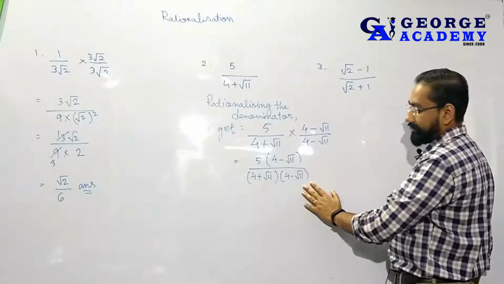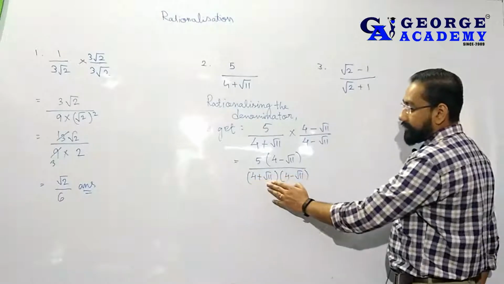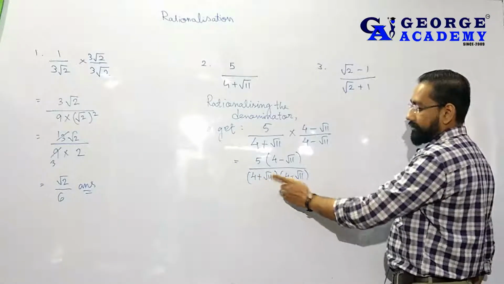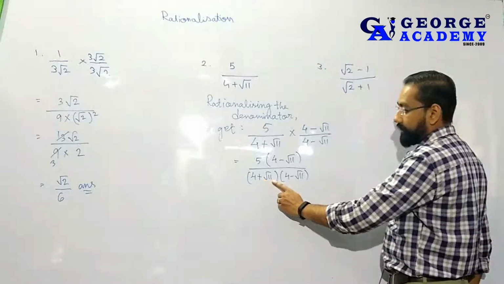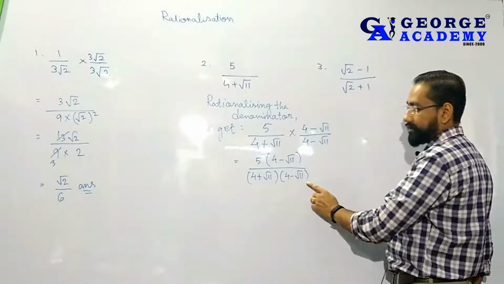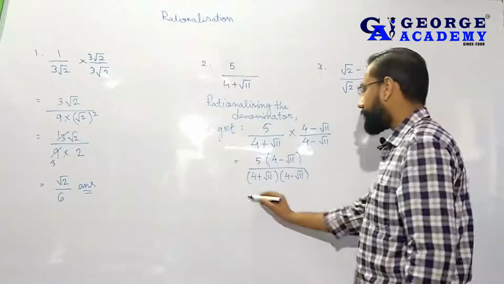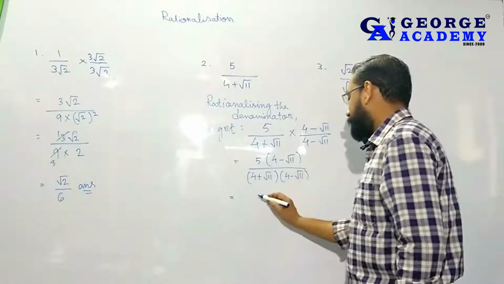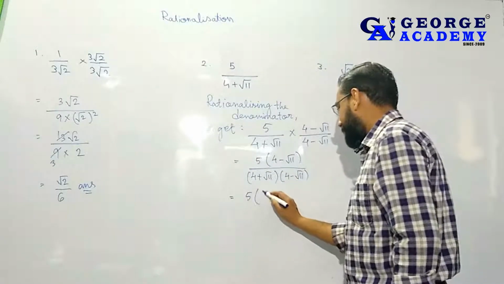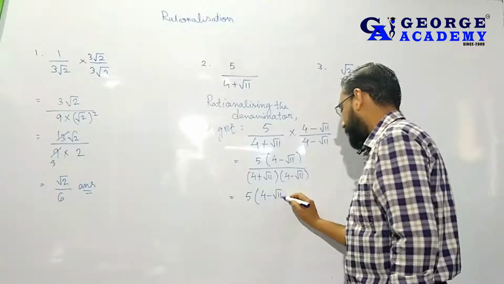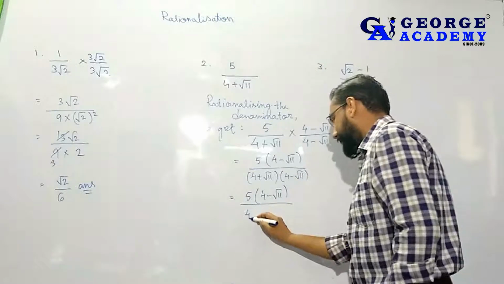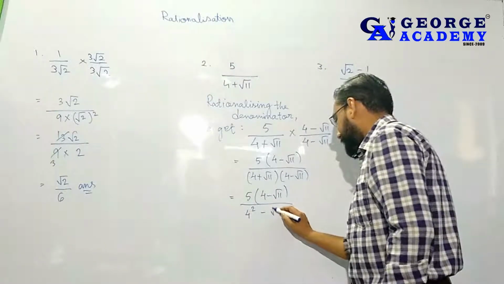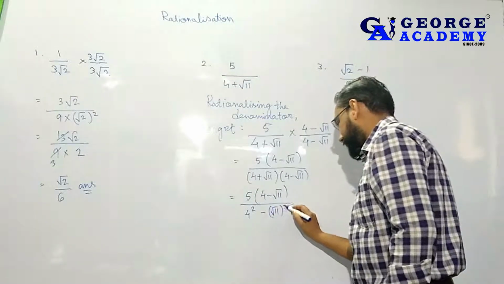And in the denominator we can see the terms are same but the sign has changed. That means we can use the (a plus b) into (a minus b) formula. That is equal to 5 into, let us keep it like that, 5 into (4 minus root 11) by (a plus b) into (a minus b), which is a square minus b square.